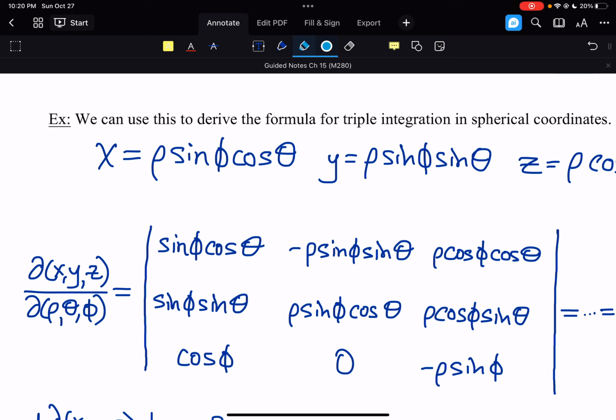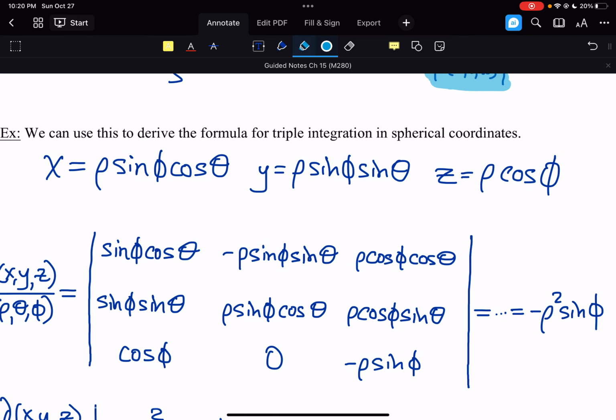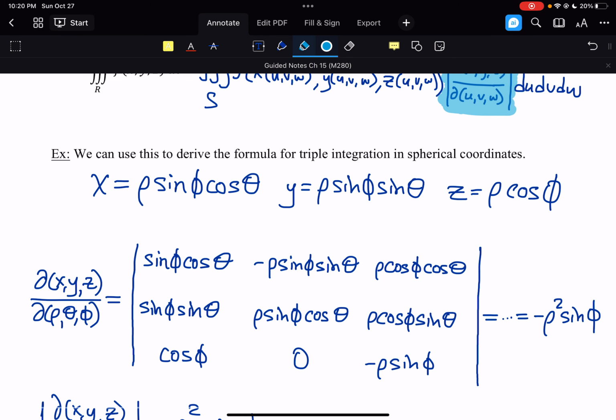And I'll spare you the boring details of me doing the 3x3 determinant. If you want to practice with it, you want to try it out, that's great. Just take the first component times the 2x2 determinant, and then go to the second, the third, and so on, just like a cross product. But we end up getting negative rho squared sine phi from that calculation.